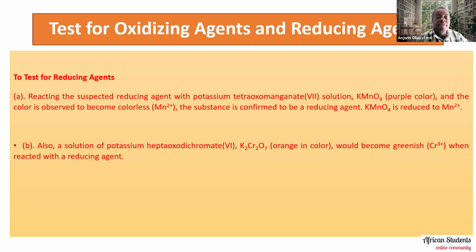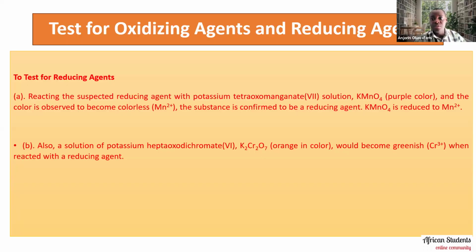Okay. The second method that we can use to test for reducing agents is to use a solution of potassium heptaoxodichromate 6. Okay, it is naturally orange in color. But when you add a reducing agent to it, it will become green. And this is because the K2Cr2O7 has become reduced to chromium 3+ when a reducing agent is added to it.